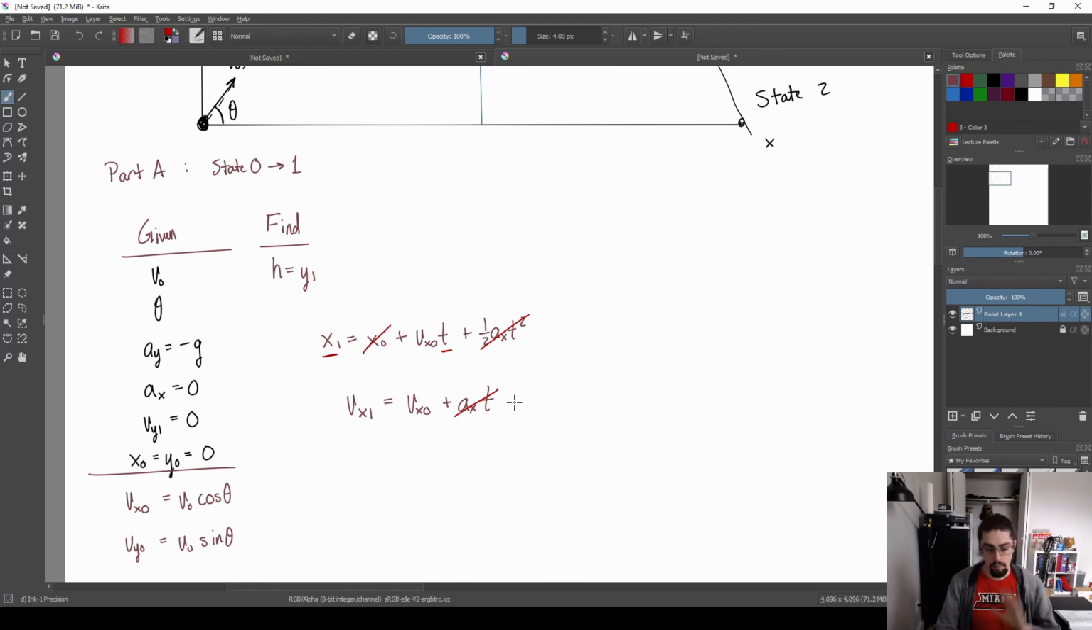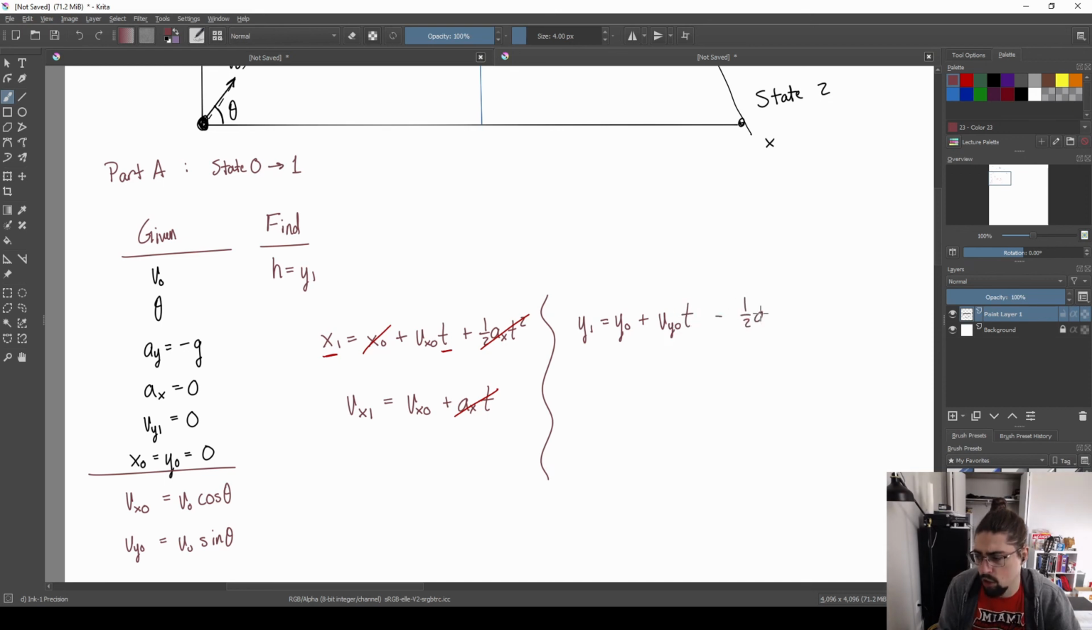Okay, so we've kind of exhausted everything that we could have in x. Let's go over to y and see if there's anything different that we could pull from over there. I'm going to do the exact same thing for y. I'm going to say y1 is equal to y naught plus vy naught times t minus 1/2 gt squared. And I'm just going to go ahead and plug in g while we've got it.